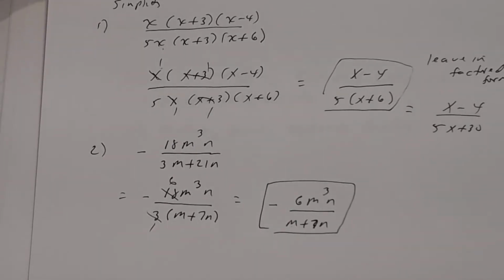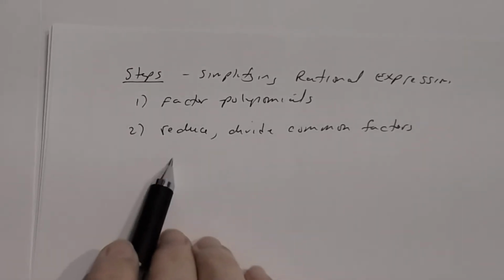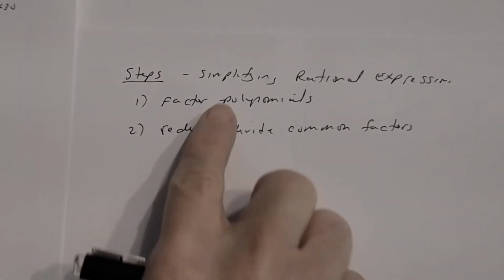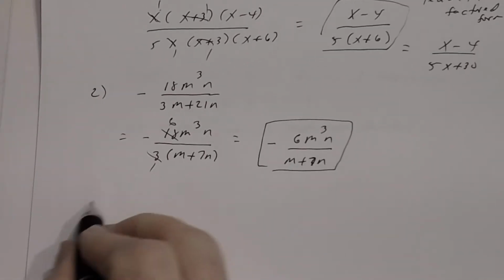All right, number 3. Oh, and by the way, we'll come back and fill this out in a little while. So the first thing you do is factor polynomials. The second step is to reduce. Now, I'm going to come back and write a couple of things, and then we'll go back to this one as well.